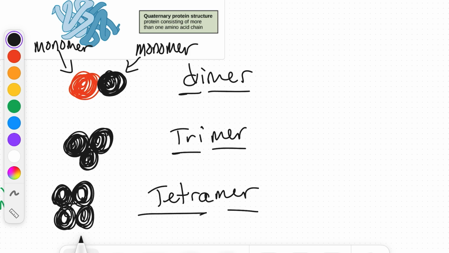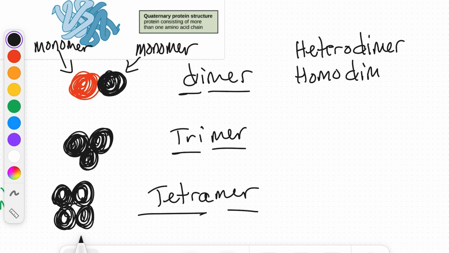And it gets a little more complicated. As you can see, I did that on purpose, making the red and black, because we can have an even more specific description of these quaternary structures. We could describe them as heterodimer, or we could describe them as homodimer. So a heterodimer is what I gave an example of.